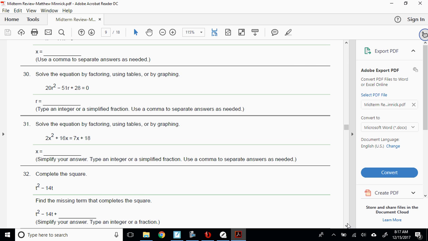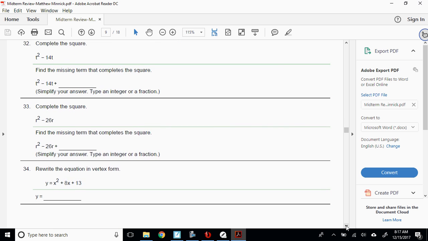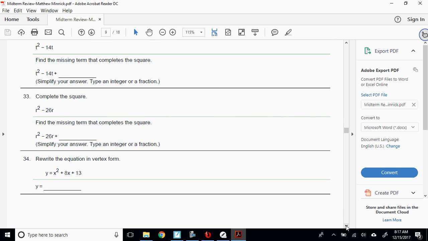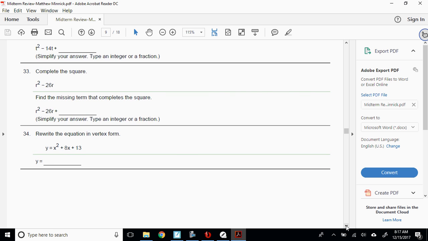32, a couple different things you could have had for your answer. You could have had negative 7, the quantity squared, or 49. Either one of those is fine. Number 33, negative 13, the quantity squared, or 169. Number 34, they want you to rewrite that in vertex form. That one is y equals the quantity of x plus 4, the quantity squared, minus 3.